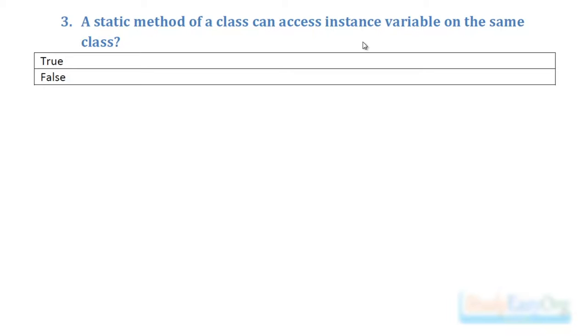A static method can access only static variables from the class. And if we try to access an instance variable, there would be a compile time error. Hence, the second option is the correct option. The statement is false.